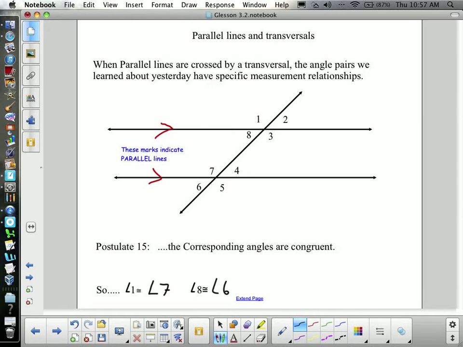Just for reference, because it's always good to review, angle 1 and angle 2 would be called what kind of pair? Linear pair. How about angle 1 and angle 3? Vertical. Vertical is right. So we're just going to keep quizzing on these things. We need to know.